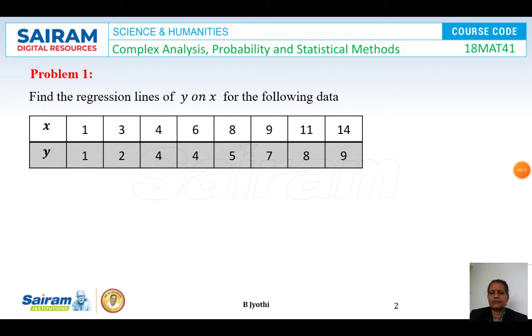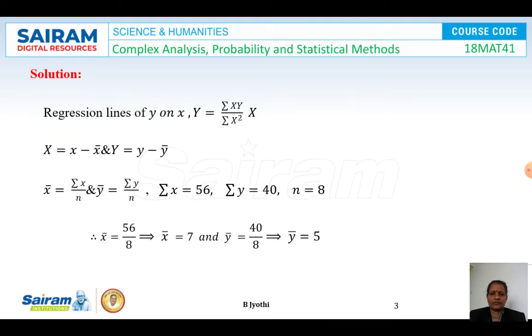First problem. Find the regression lines of y on x for the following data. So here for x and y they have given the data. For x it is given by 1, 3, 4, 6, 8, 9, 11 and 14. For y: 1, 2, 4, 4, 5, 7, 8 and 9. This is the data they have given. So we need to find the regression lines of y on x.